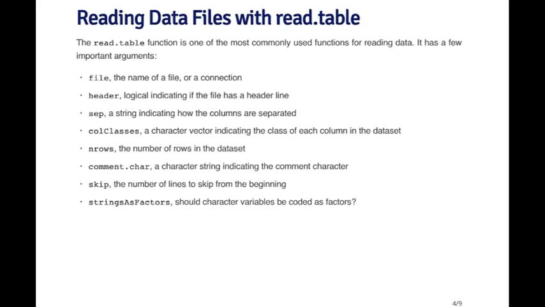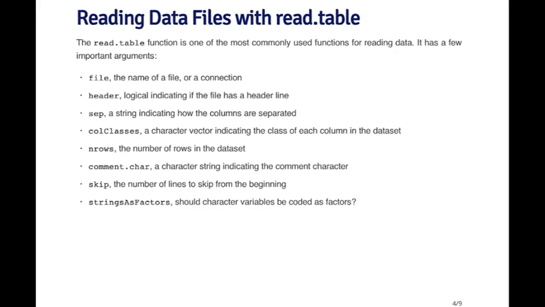colClasses is a character vector whose length is the same as the number of columns in the dataset, and the character vector indicates the class of each column in the dataset. For example, if the first column is numeric, the second column is logical, and the third column is a factor, etc. colClasses is not required, but it tells read.table what the class of the data is for each column. nrows is the number of rows in the dataset. This is not required, but it can be used.